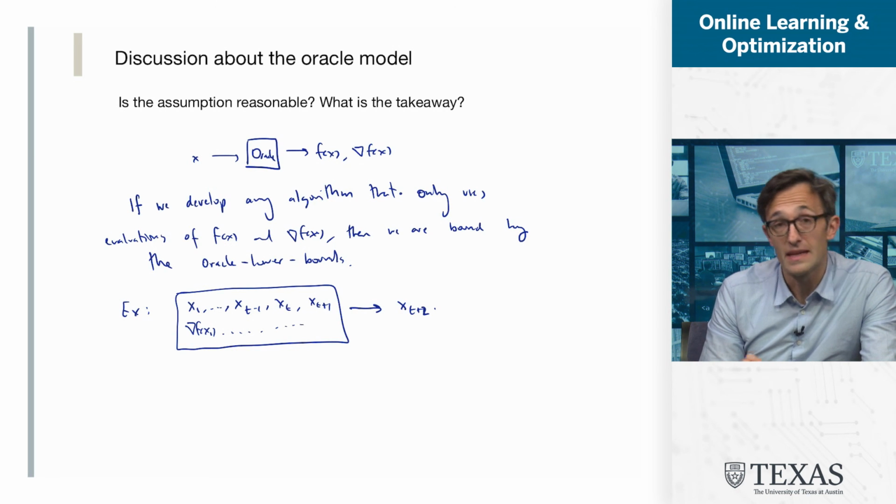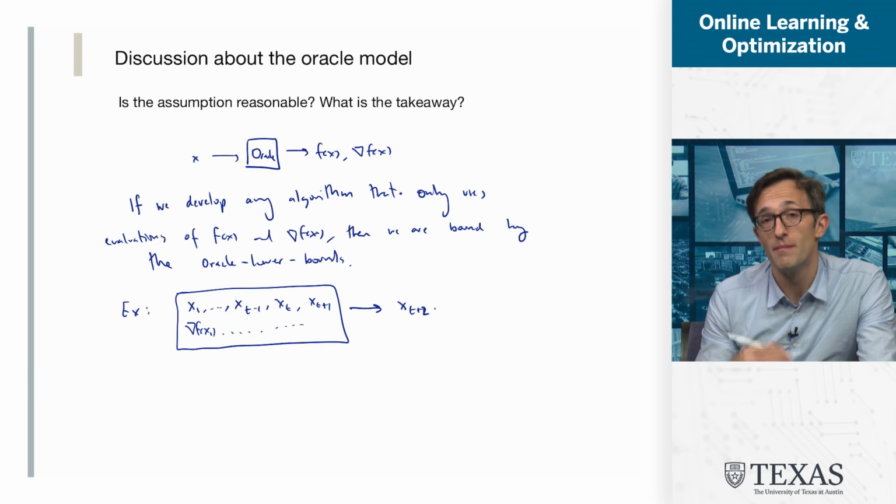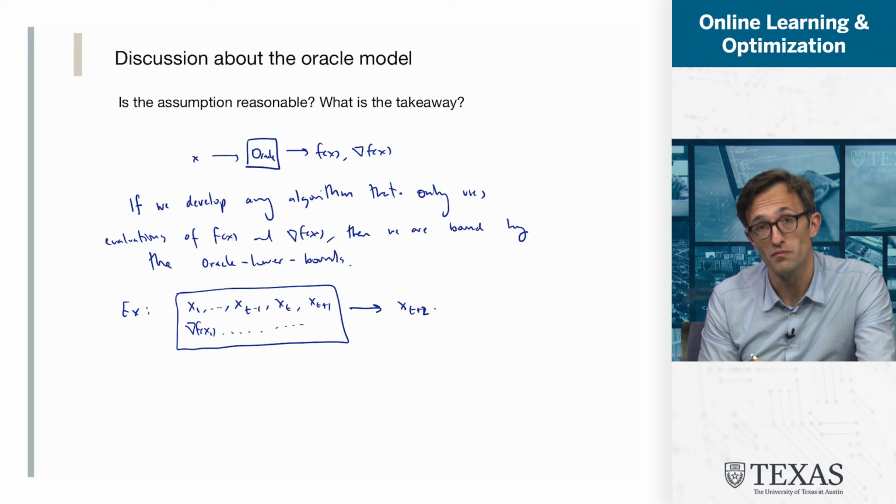Motivated by this gap between the lower bound and the bounds that we had for gradient descent, we're going to next look at how we can potentially improve and try to close that gap. We'll pick that up next time.